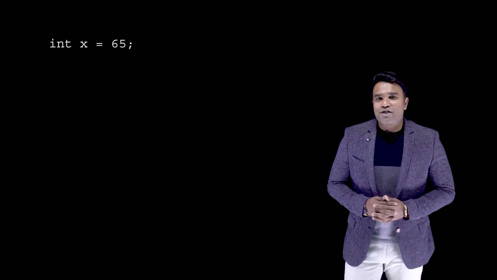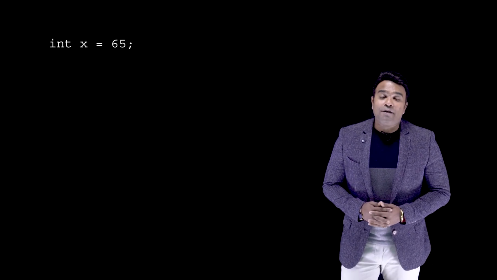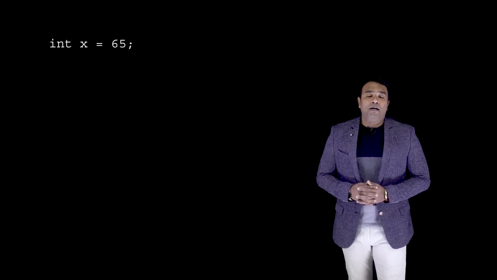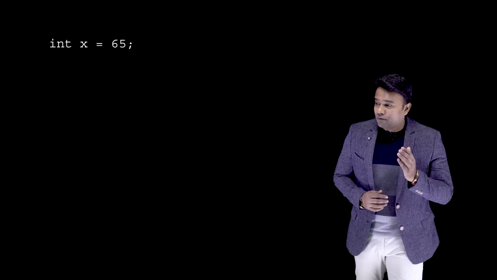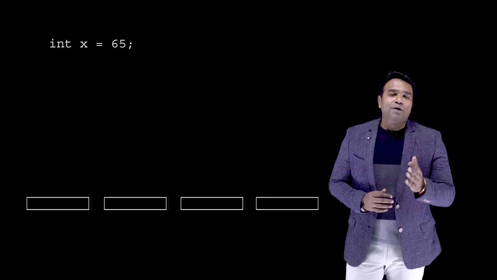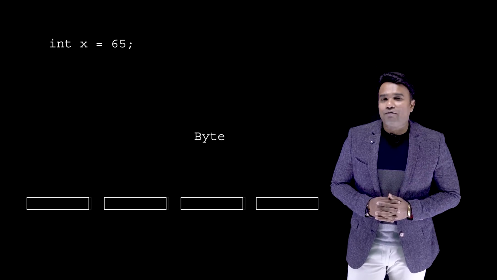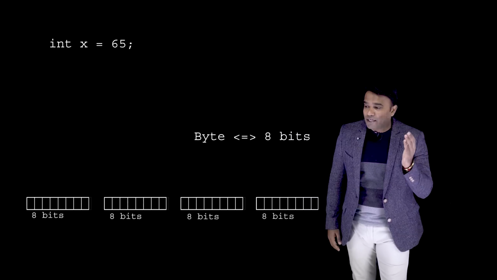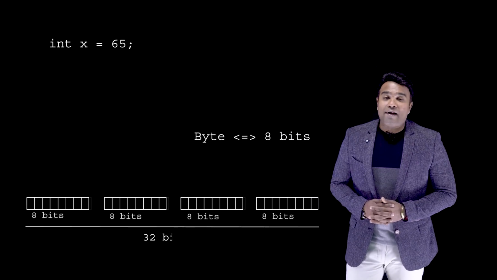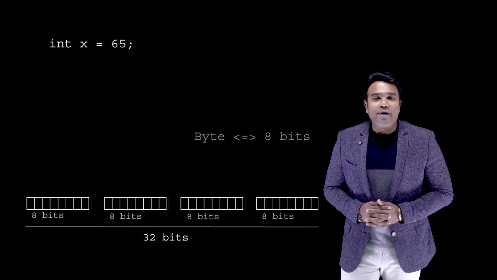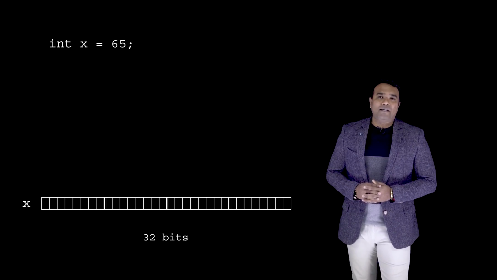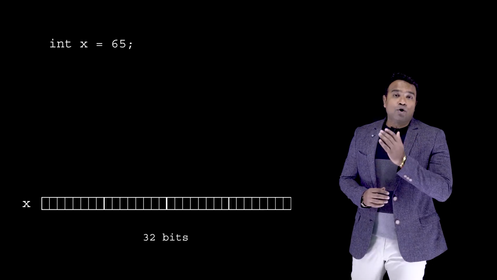Well, in that statement, the data 65 is stored in an integer variable x, and in Java, an integer variable is allocated 4 bytes, and you know that a byte is made up of 8 bits, which means that an integer variable x has been allocated a total of 32 bits. In fact, it is these 32 bits collectively that we refer to as x. And how is the data 65 stored in this?